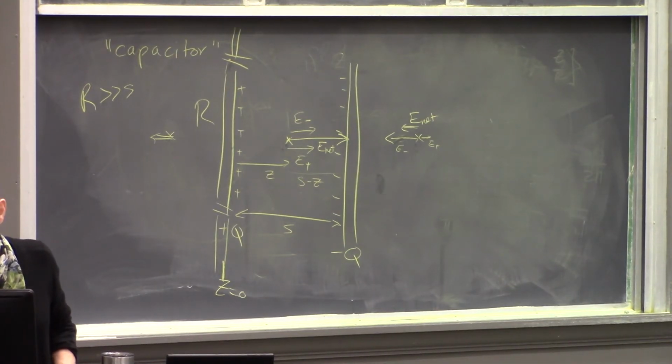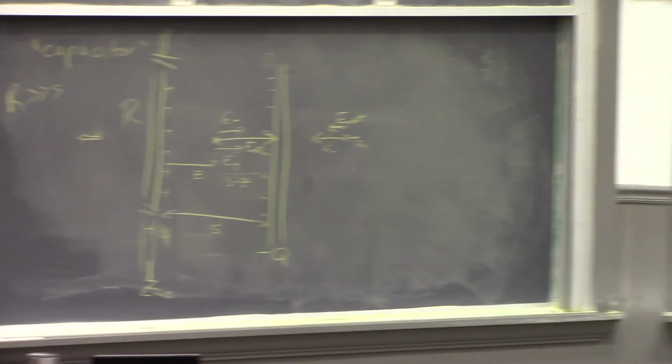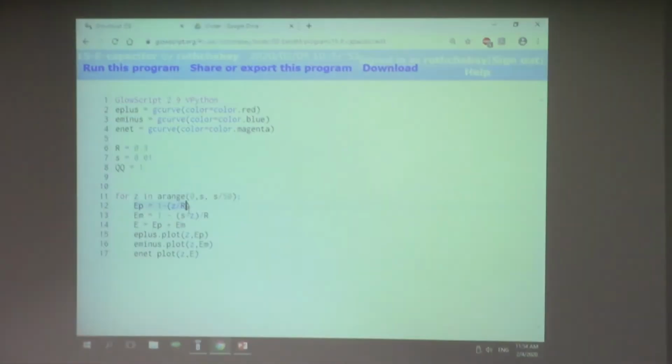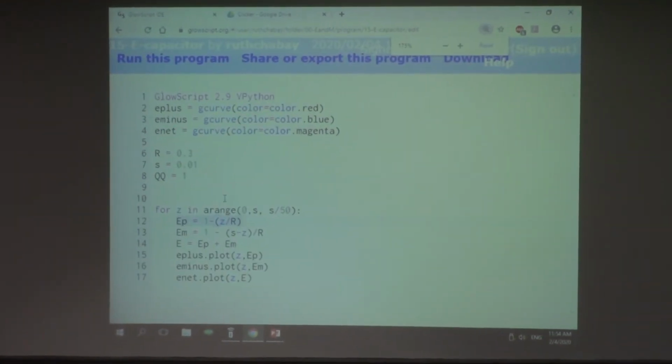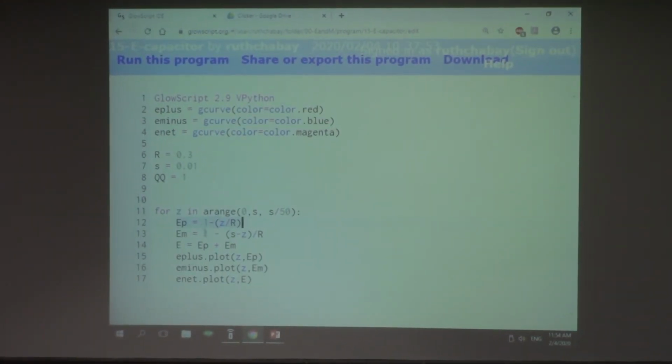mathematically and numerically and see how it works. So this is just a little program that graphs the field of the contribution of the positive plate, so that's a 1 minus Z over R. The contribution of the negative plate, 1 minus S minus Z over R, adds them together, and then it plots the contribution of the positive plate, the contribution of the negative plate, and the net field here. And we're just going to do it as Z goes from S, which is the separation, to S over 50 here.